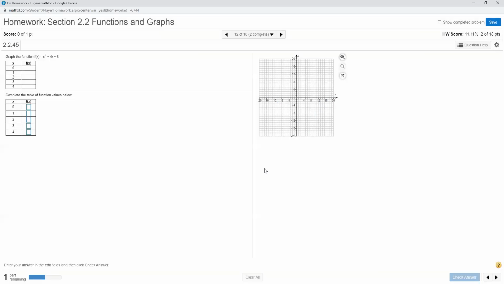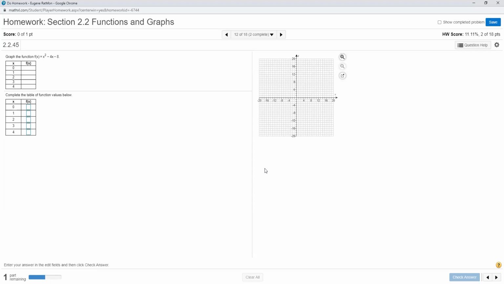All right, so let's try this one because it's got a couple X's on it, and then we'll move on to another topic on here. So I'm going to write this down real quick. F of X is going to equal X squared minus 4X minus 8. The X's they give us are 0, 1, 2, 3, and 4.